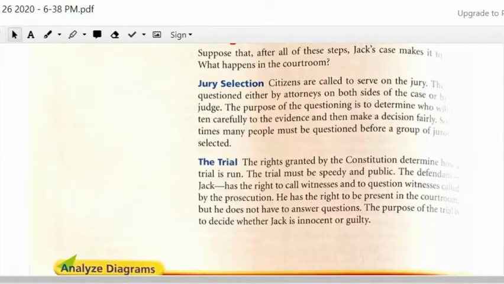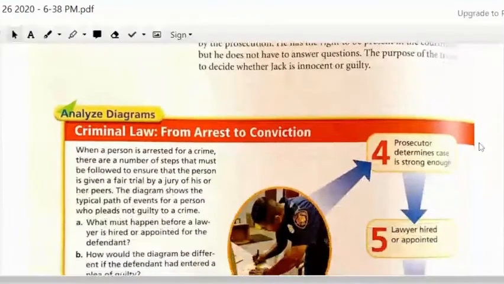The trial. The rights granted by the Constitution determine how a trial is run. The trial must be speedy and public. The defendant, Jack, has the right to call witnesses and to question witnesses called by the prosecution. He has the right to be present in the courtroom, but he does not have to answer questions. The purpose of the trial is to decide whether Jack is innocent or guilty.